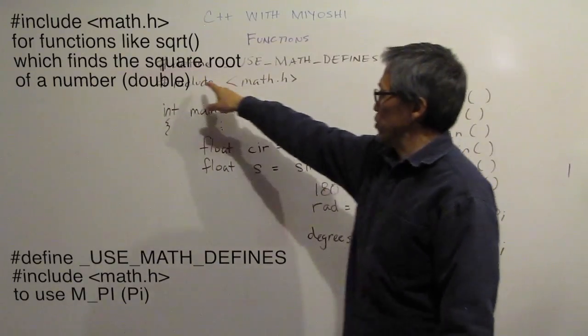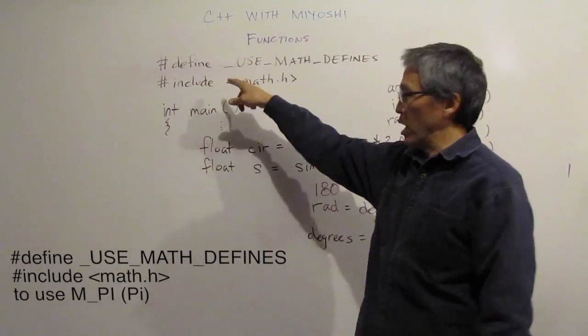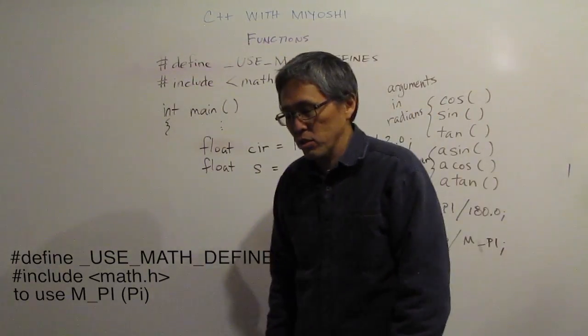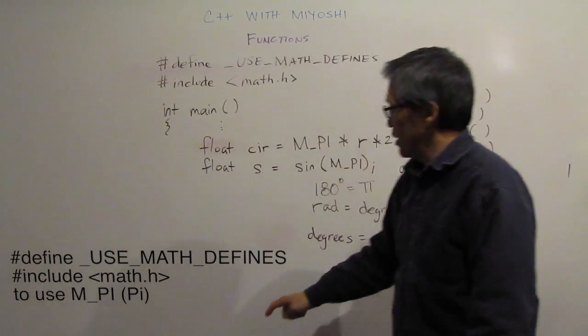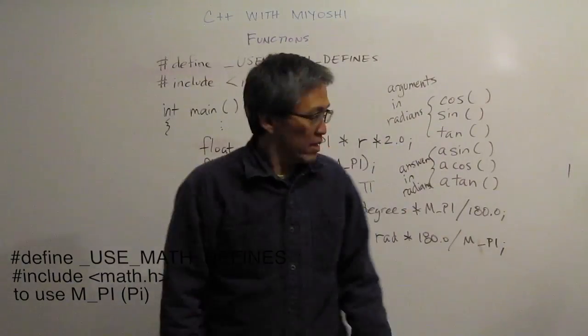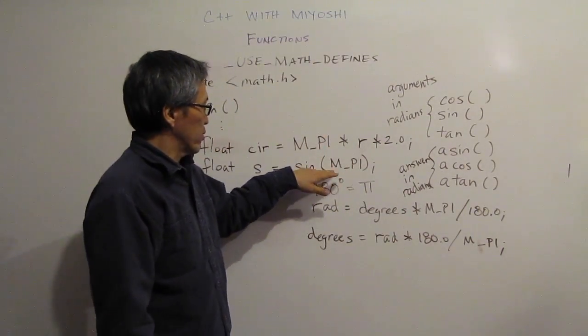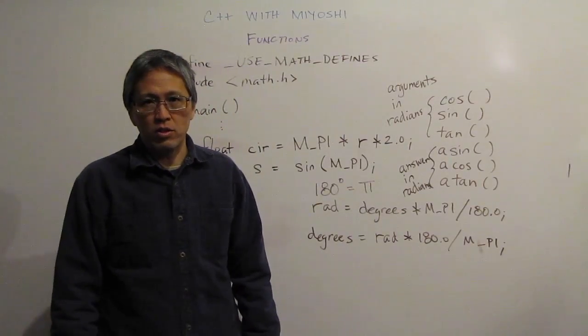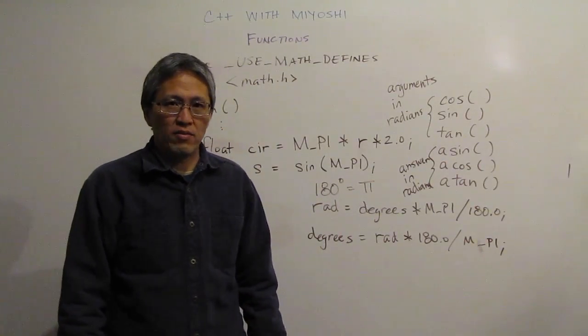Plus, if you use this #define _USE_MATH_DEFINES, all caps, then you have access to the constant pi, which you can use as M_PI, and there are some other constants you can use in there as well. Look up some documentation to find out what some of those are.